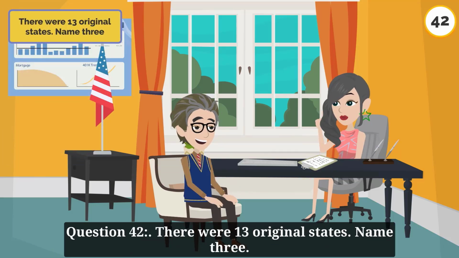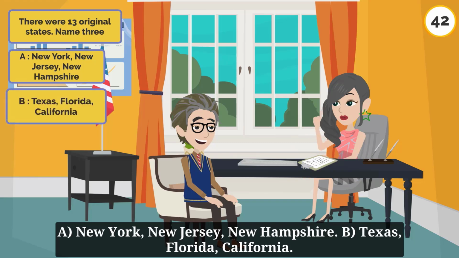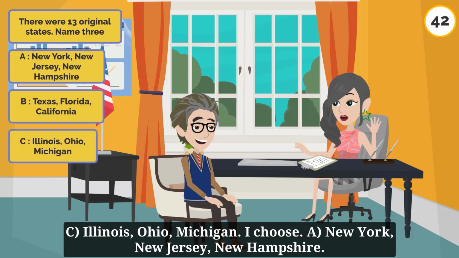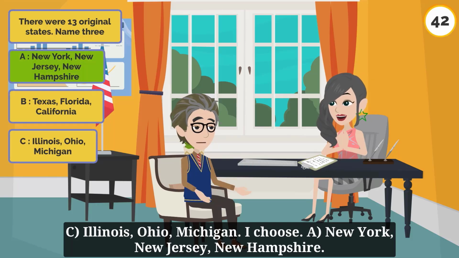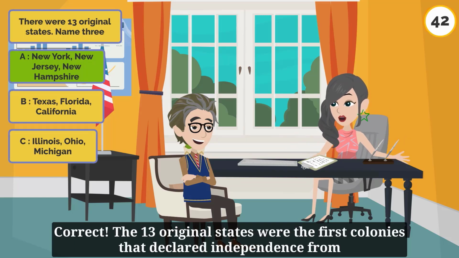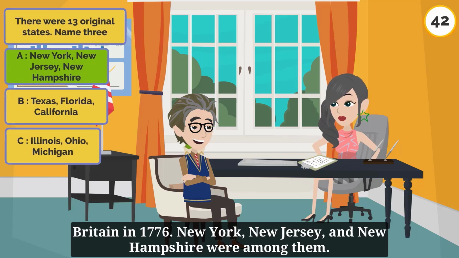Question 42. There were 13 original states. Name 3. A. New York, New Jersey, New Hampshire. B. Texas, Florida, California. C. Illinois, Ohio, Michigan. I choose A. New York, New Jersey, New Hampshire. Correct. The 13 original states were the first colonies that declared independence from Britain in 1776. New York, New Jersey, and New Hampshire were among them.